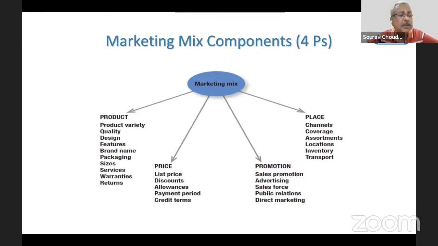And most of the time, if you go and ask anyone, "Will you work in marketing?" or "What do you understand about marketing?", most of the people will tell you marketing means advertising. Yeah, marketing means advertising and selling.